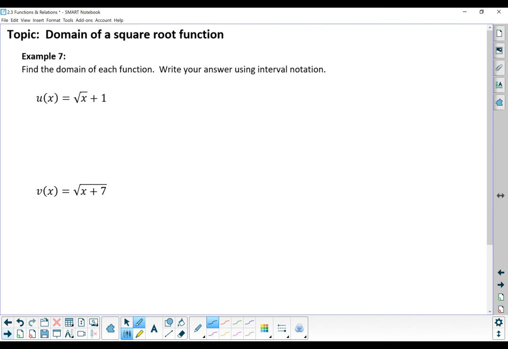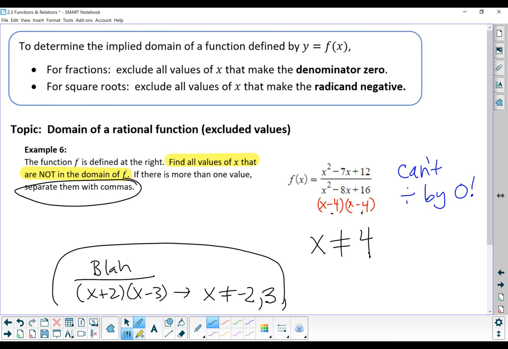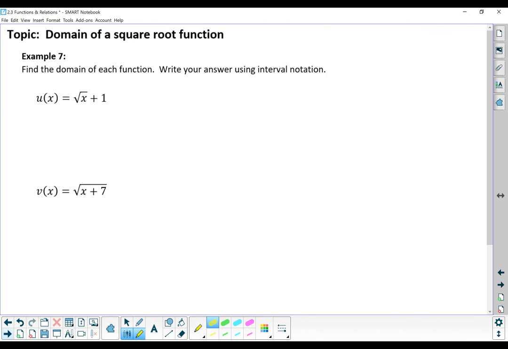All right, for square root functions, errors occur. I guess it's on this page. We have to exclude x values that make the radicand negative. Errors occur when we try to take the square root of a negative number. So if we're trying to figure out the domain of a radical function, we want to just think about the inside of that radical. The inside, which is called the radicand, has to be positive. It has to be greater than 0. Positive means greater than 0. And it's also okay if it is equal to 0 because the square root of 0 is 0. So our inside has to be greater than or equal to 0.